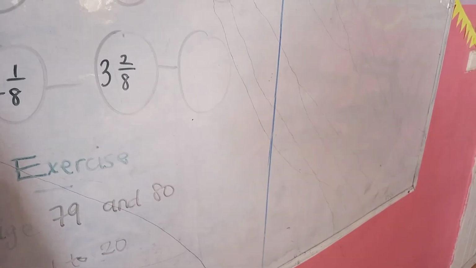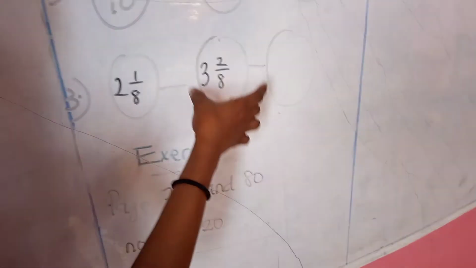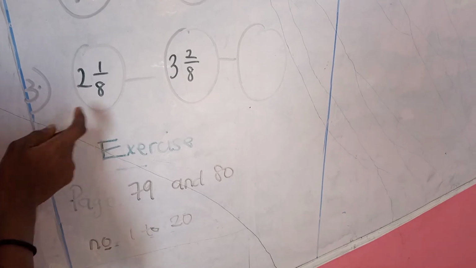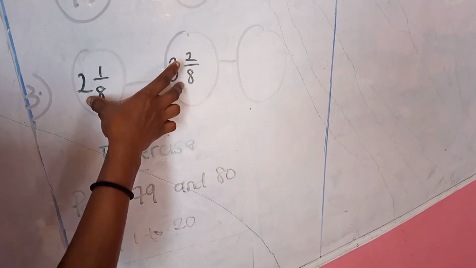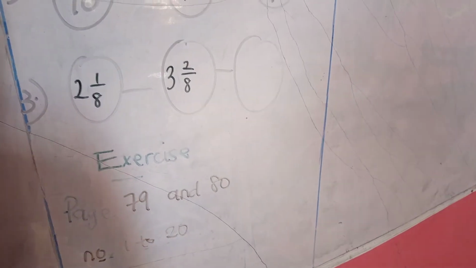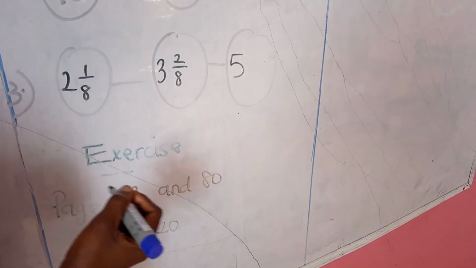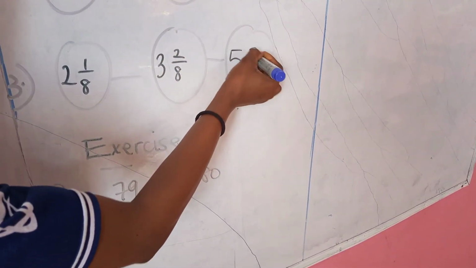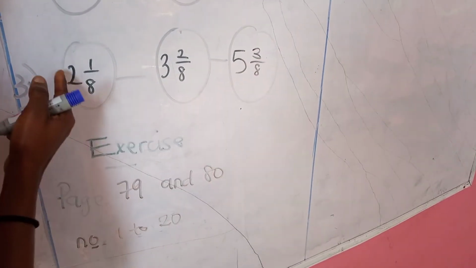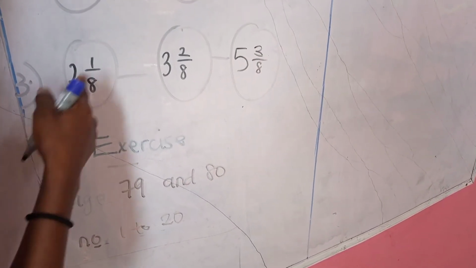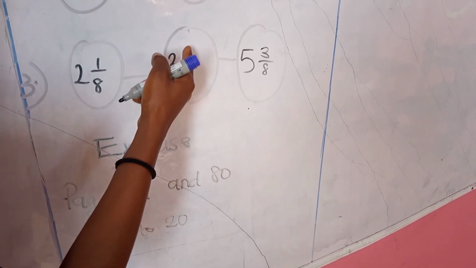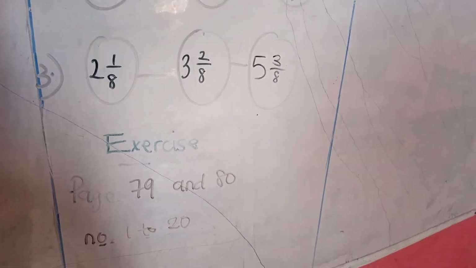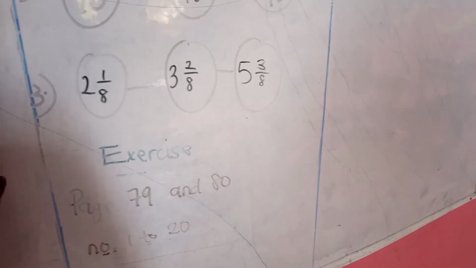Now my own example is 2 whole number 1/8, then the second circle is having 3 whole number 2/8. How are we going to get our answer? The first digit, we are going to add the first 2 digits together, which is 2 plus 3 will be 5. Write your 5 in the third circle. Then the fraction 1/8 plus 2/8, so 1 plus 2 will be 3. Then put your fraction there, 3/8. Now 2 whole number 1/8 plus 3 whole number 2/8 will be 5 whole number 3/8.